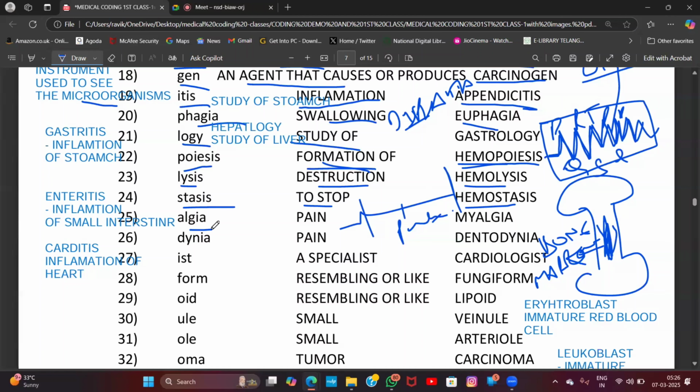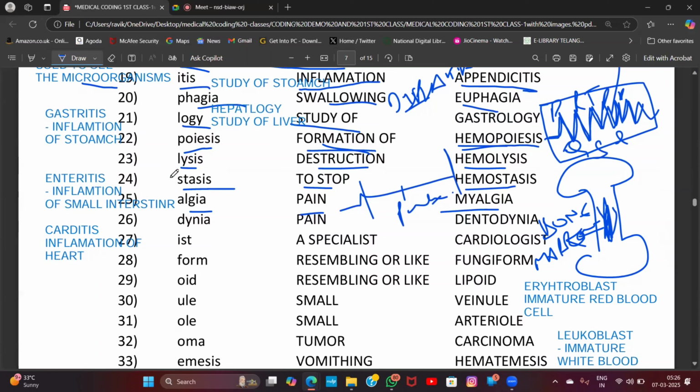Next one, algia. Algia is nothing but pain. Myalgia. What is myo? Muscles. The medical term for muscles is myo. Myalgia. What is myalgia? Myalgia is nothing but muscle pain. The pain in the muscles is called myalgia.